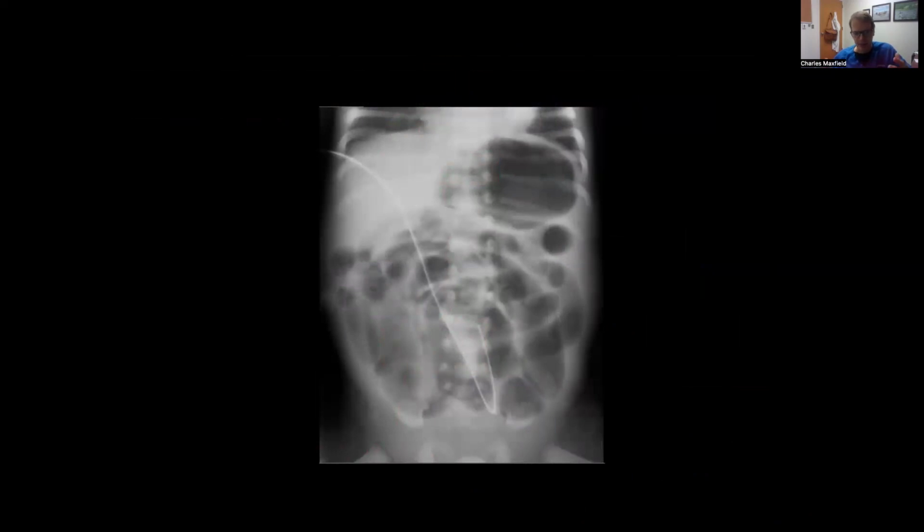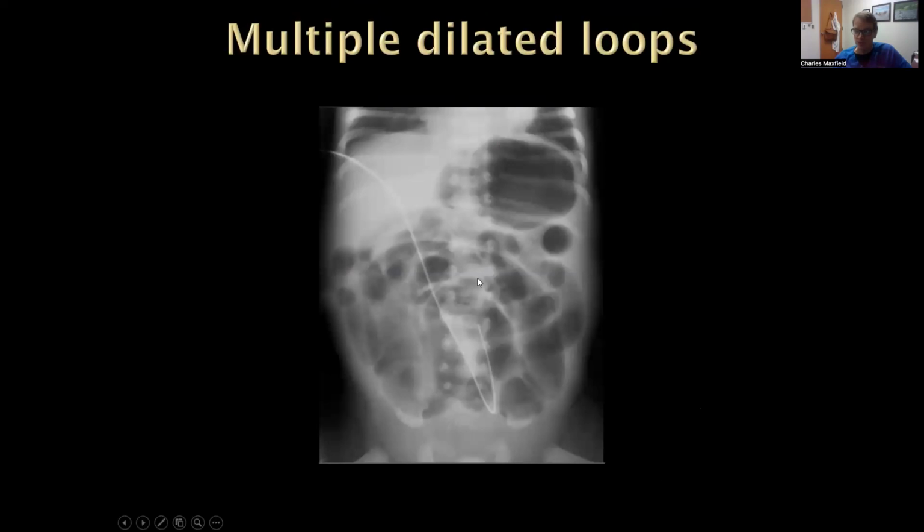Same thing, a baby with distension and not tolerating feeds. They're vomiting. The surgeon's asked to get an x-ray. And what are we seeing here? Notice all these bowel loops are wider than the vertebral bodies, right? So these are multiple dilated loops. Because there are so many loops that are dilated, we call this a low bowel obstruction.